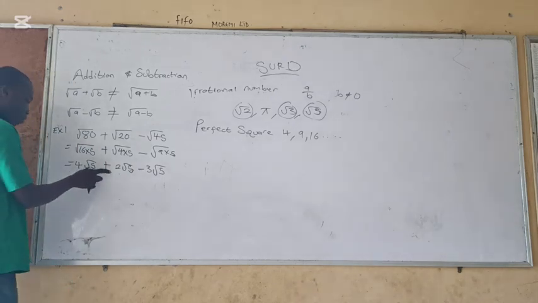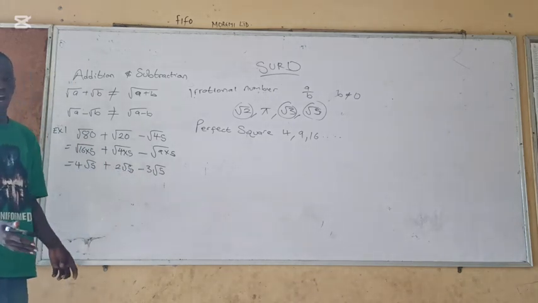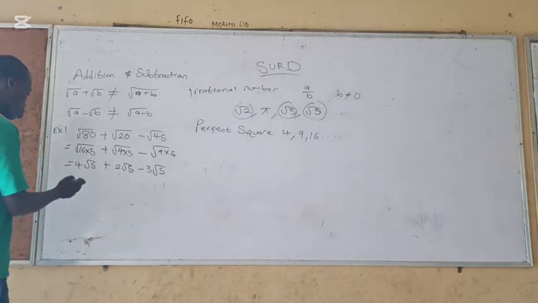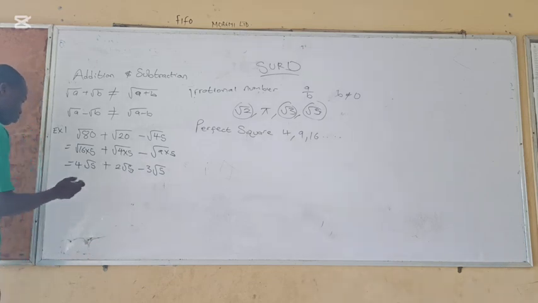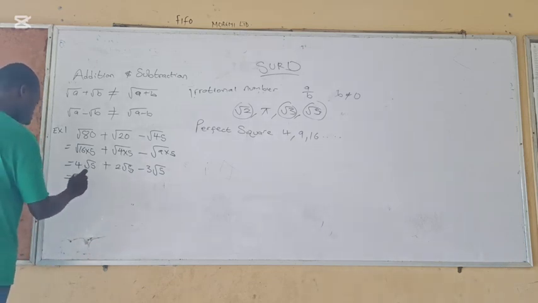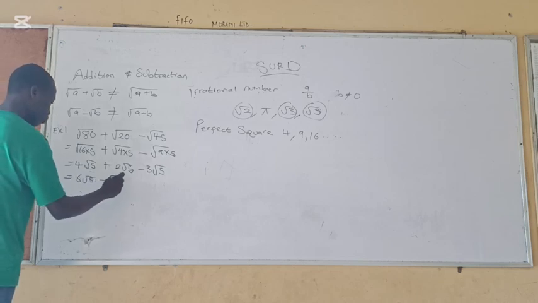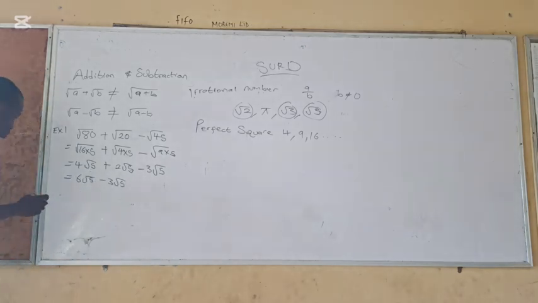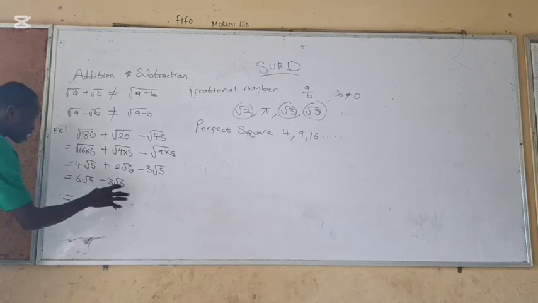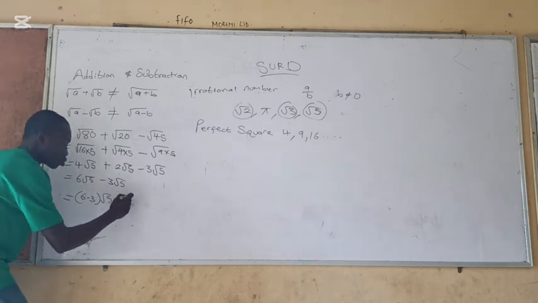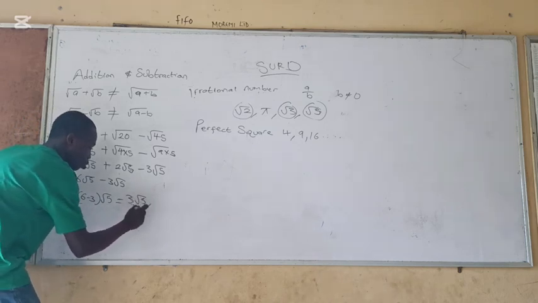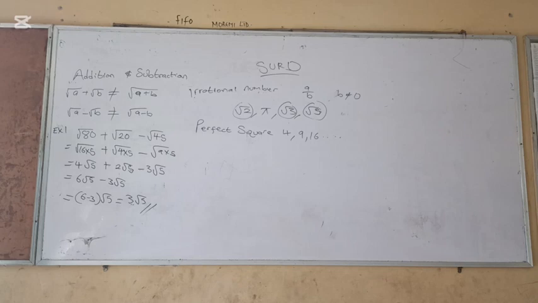Now, you can see all have root 5. Therefore, you can add and subtract. First, let's add 4 root 5 plus 2 root 5. That gives us 6 root 5 minus 3 root 5. Now you can subtract because they are like terms. So we have 6 minus 3 root 5, which is equal to 3 root 5, our answer. I hope you understand. Let me rub this side.